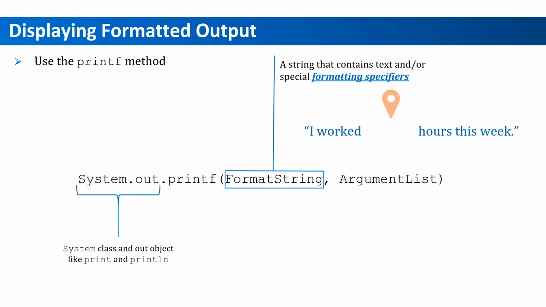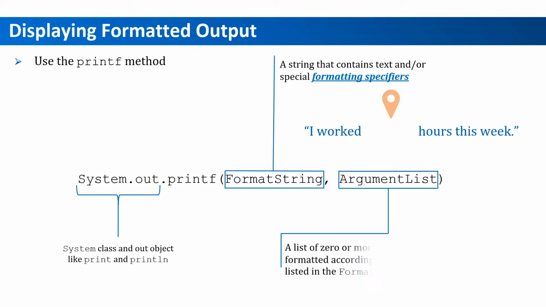The first is the format string, which is the string that contains letters and formatting specifiers. The formatting specifier serves as the location and format marker. The second input is an argument list, which is the list of 0 or more arguments that we want to appear in our string, like hours for this case. Notice that we said the argument list could be a list of 0 arguments. That's interesting. So let's have a simple example with this.